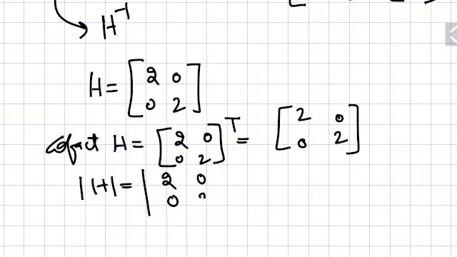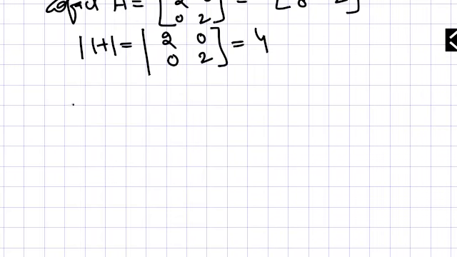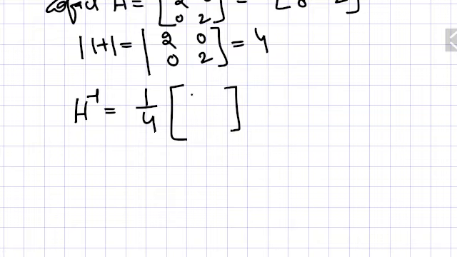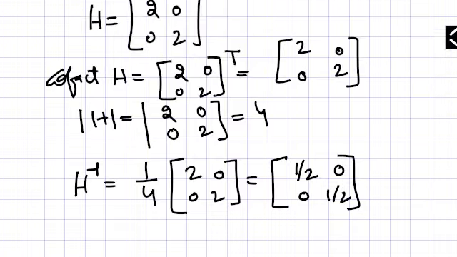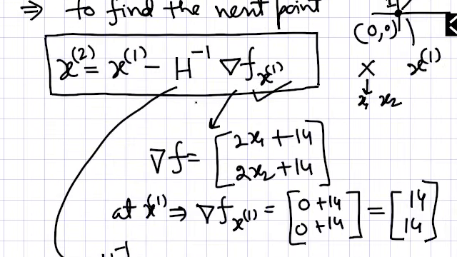So what is the determinant? Well, it is 4. So if you find the inverse, it will be 1 by 4 times the transpose of that, 2 0 0 2. What will it be? It will be 1 by 2, 0 and 0, 1 by 2. So this value we will use here in this formula, and this value we will use in the formula.